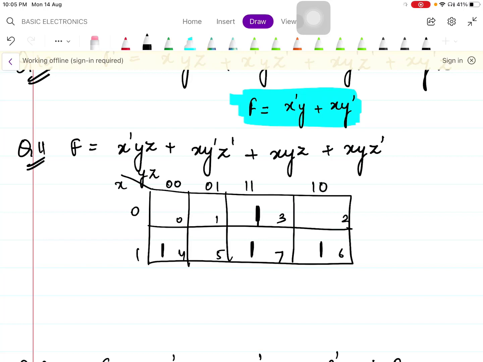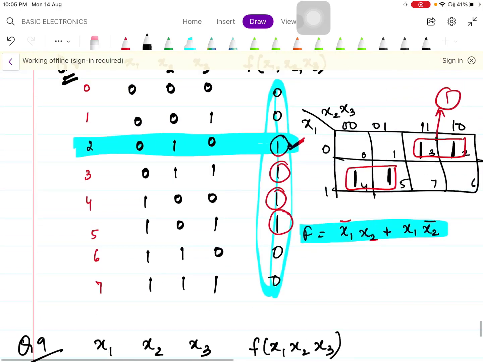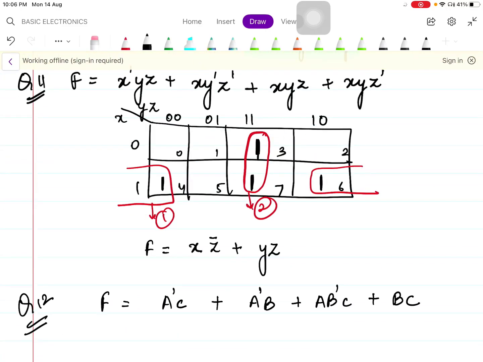First of all, we will search for the biggest group, that is a group of 8, not possible. Then a group of 4, not possible. Then a group of 2, which is possible. And the groups which are possible are one of the groups is this, and another group we have the corner ones. Now let's write down the answers for the corner ones, first group, second group. Now let me write the answers for this. So yz plus xz bar is the answer for this particular question.